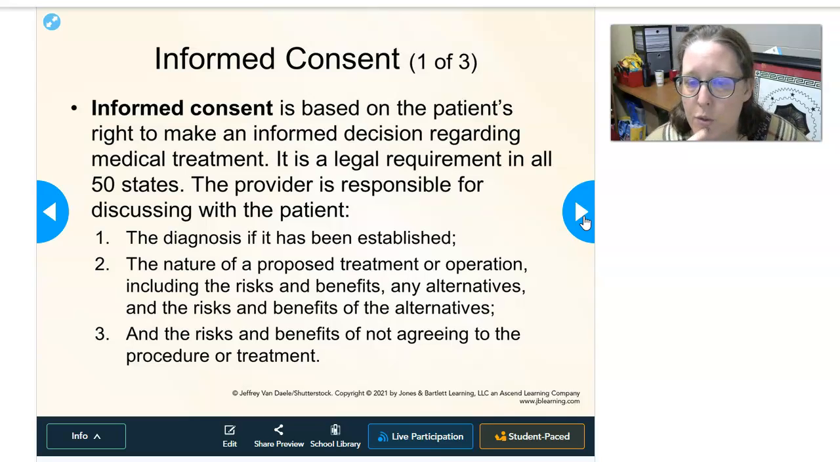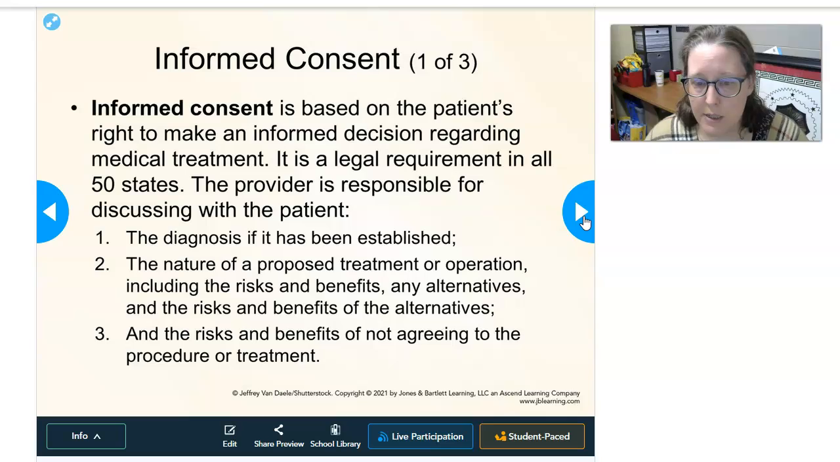2, the nature of a proposed treatment or operation, including risks, benefits, alternatives, and the risks and benefits of the alternatives. And then cancer treatment, unfortunately, sometimes like not getting treatment or maybe doing natural therapies and stuff like that, a lot of cancer treatment physicians don't see that as an alternative, and so they pretty much propose their only solution is their chemo or their surgery. And so that could be a lack of informed consent because you haven't given all the alternatives, because maybe you don't think those are good alternatives.